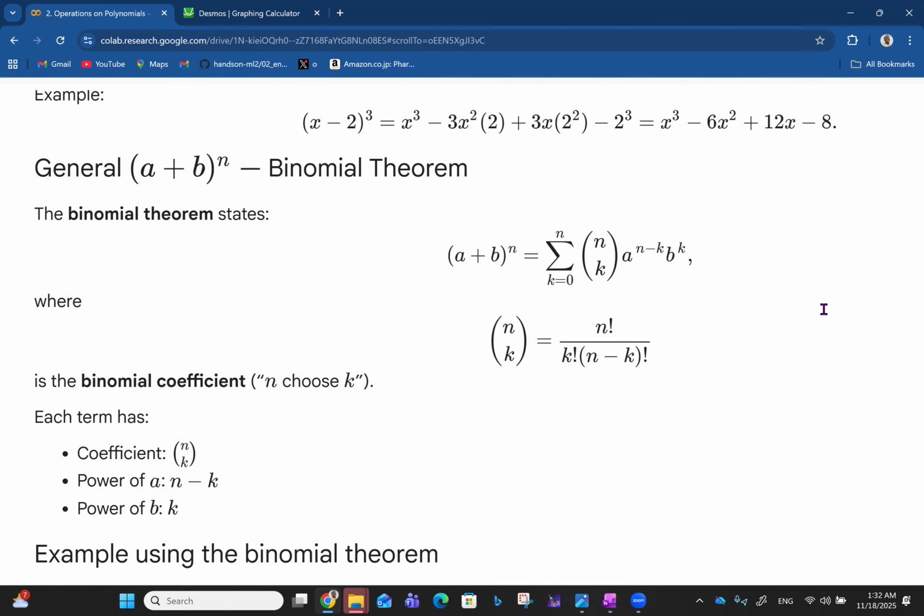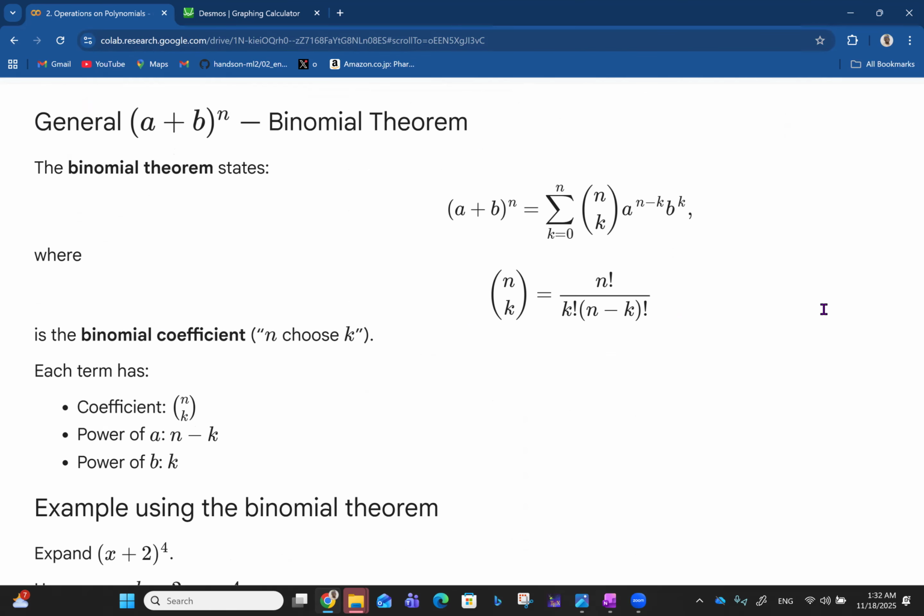Then you have the general binomial theorem. That's where that playlist is really very useful, so I went into details to talk about that. So a plus b raised to power n is the binomial theorem. The binomial theorem states that a plus b raised to power n equals the summation from k equals 0 to n of n combination k, a raised to power n minus k, b raised to power k, where n combination k is n factorial over k factorial multiplied by n minus k factorial. This is the binomial coefficient.